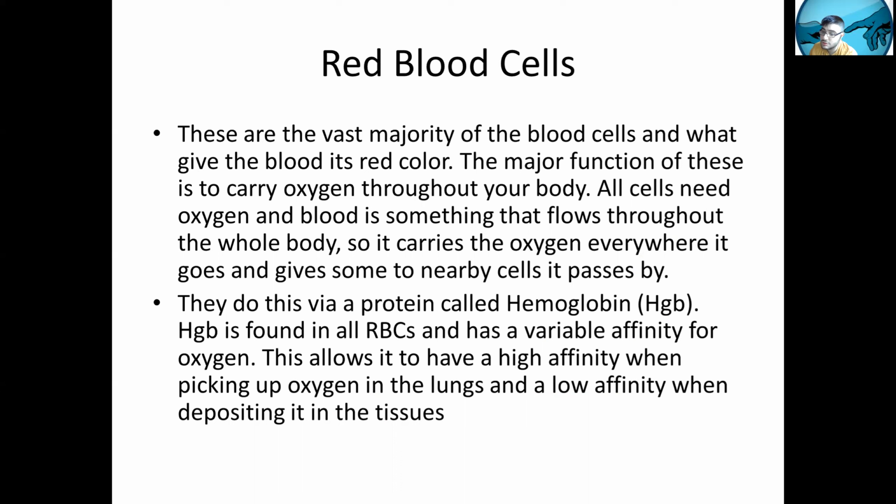They do this via a protein called hemoglobin. Hemoglobin is found in all red blood cells, and what makes it special is that it has a variable affinity for oxygen. This allows it to have a high affinity for oxygen when picking it up in the lungs, right? Because you need to get the oxygen onto the red blood cells somehow. This hemoglobin, which is bound onto the red blood cell, has a high affinity for oxygen in the lungs, so it will take the oxygen from the lungs and pick it up. Kind of like a taxi that picks up a passenger at the lungs, and then carries it to where it needs to go, say the liver.